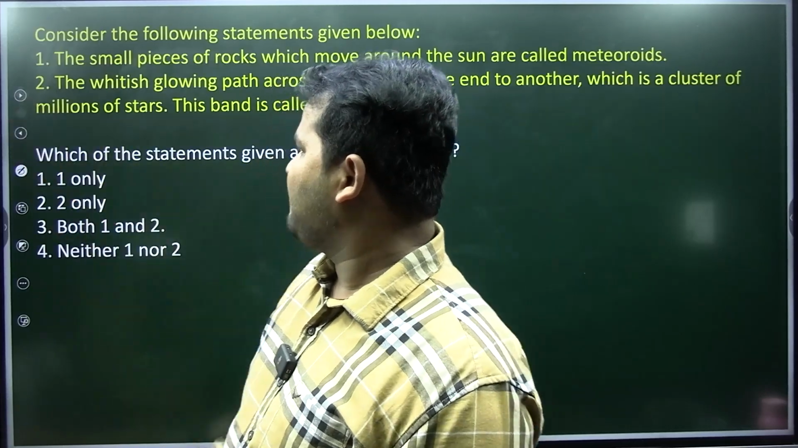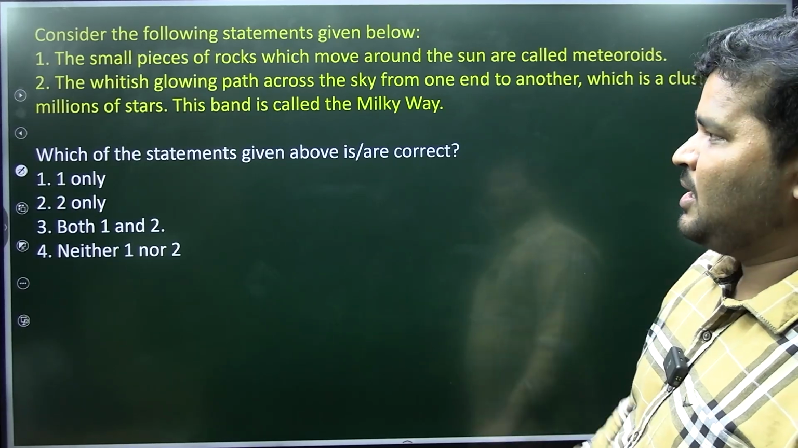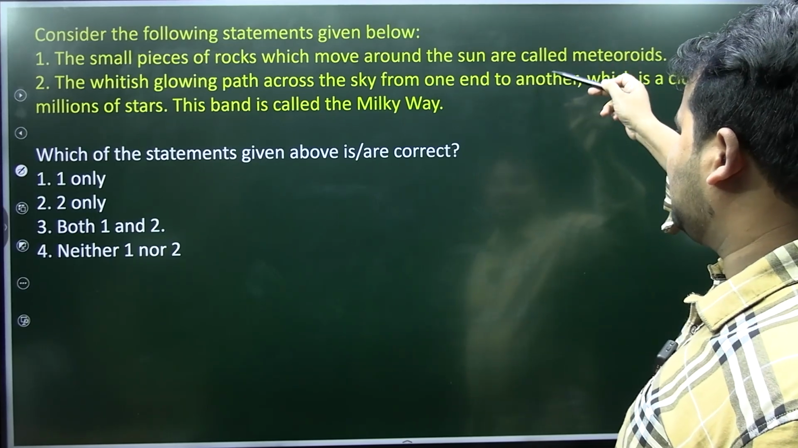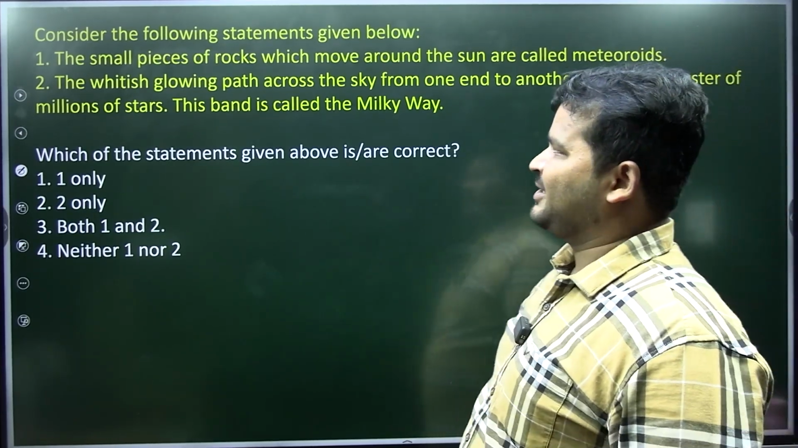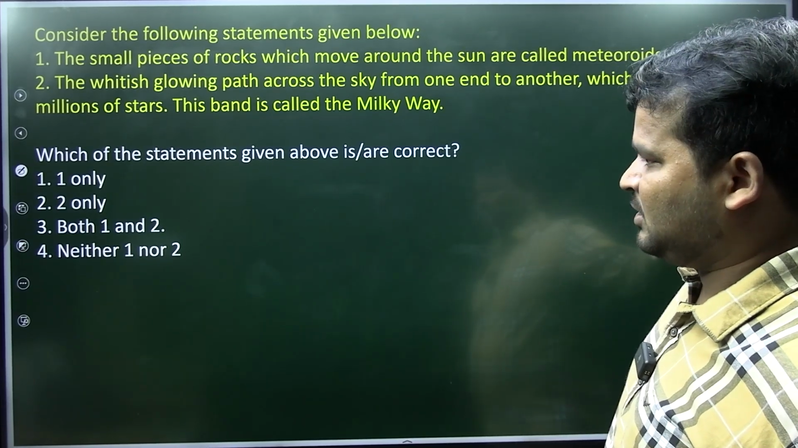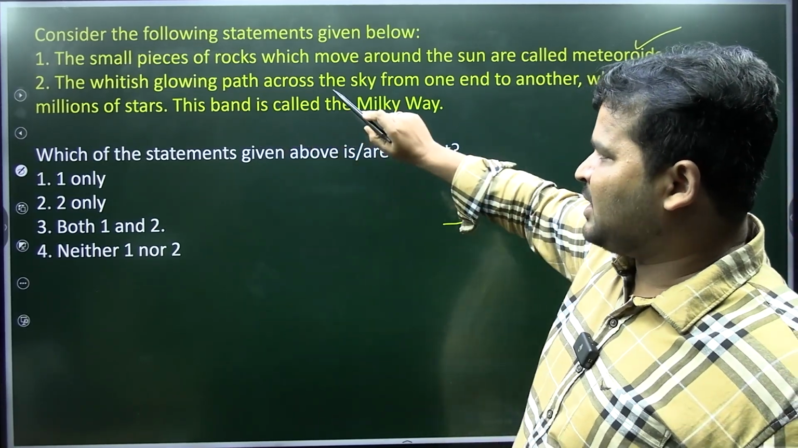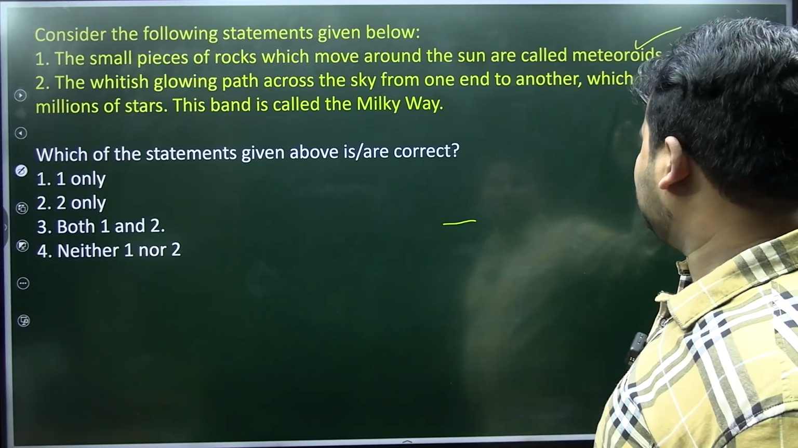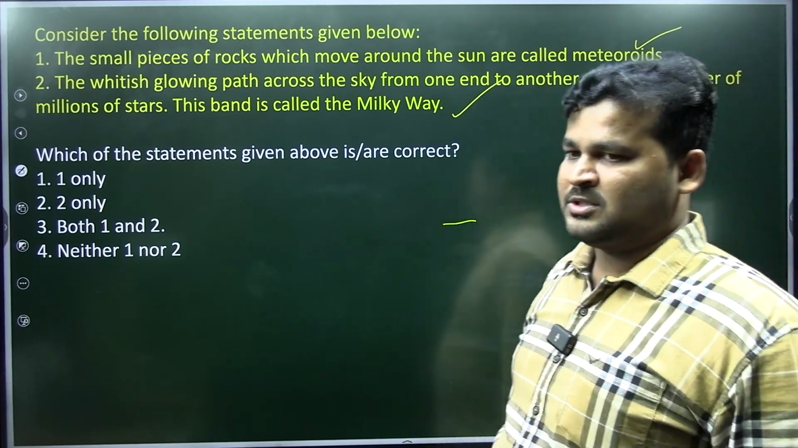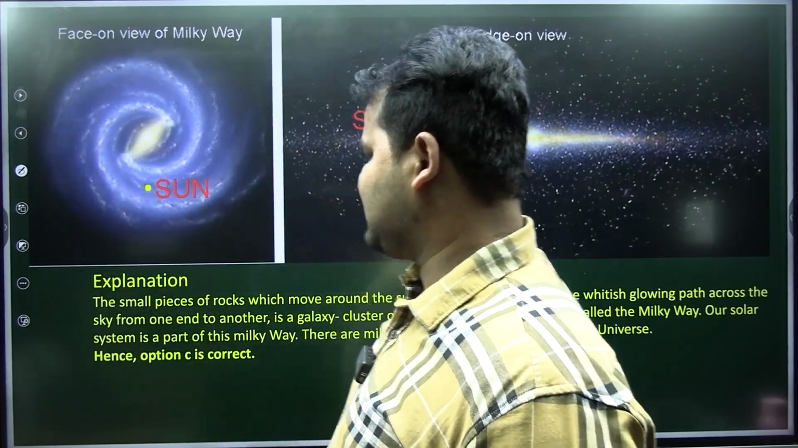Next, consider the following statements given below. The small pieces of rocks which move around the sun are called meteoroids. Definitions. Yes, exactly. True. The whitish glowing path across the sky from one end to another, which is a cluster of millions of stars, this band is called the Milky Way. So it is also the definition of the Milky Way. So both are true. I will provide the explanation here.